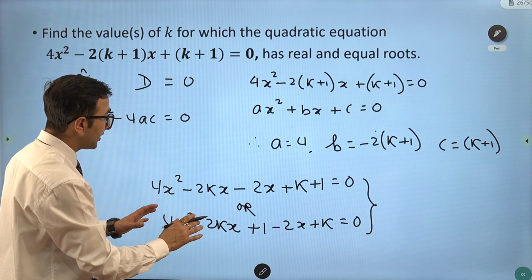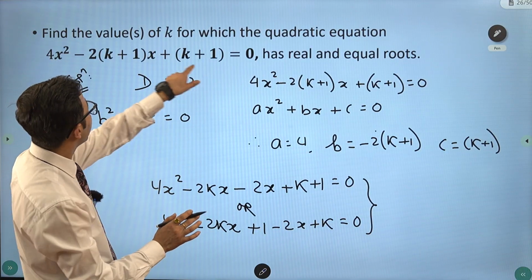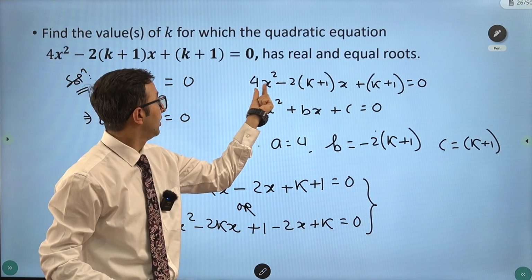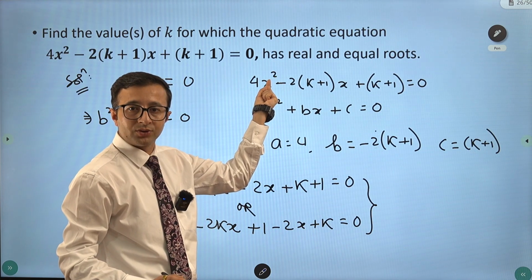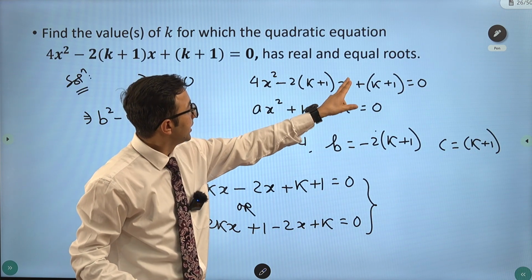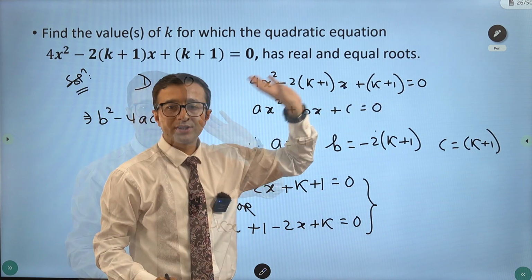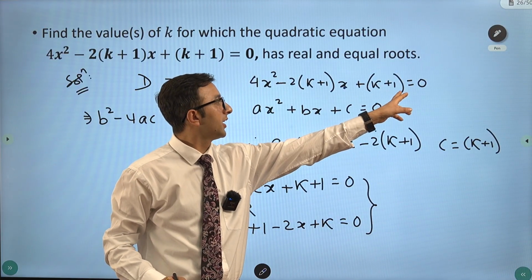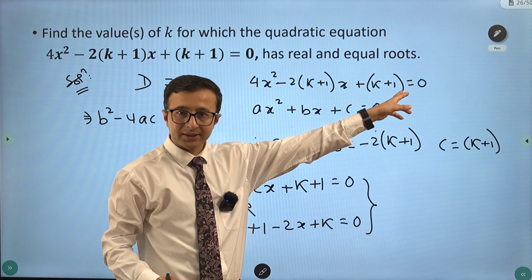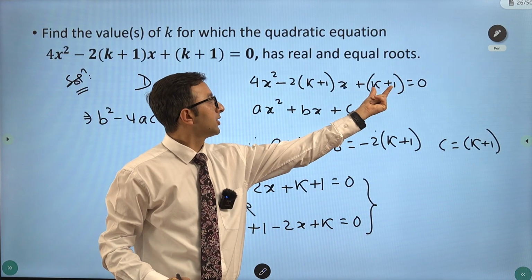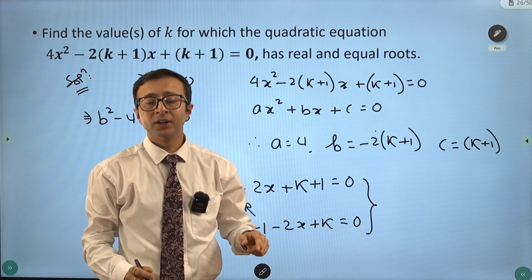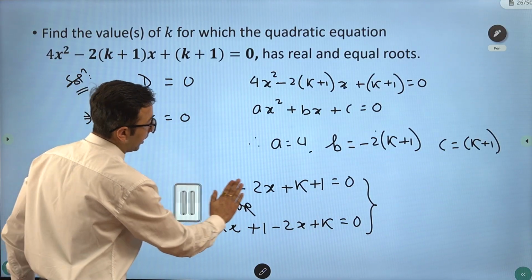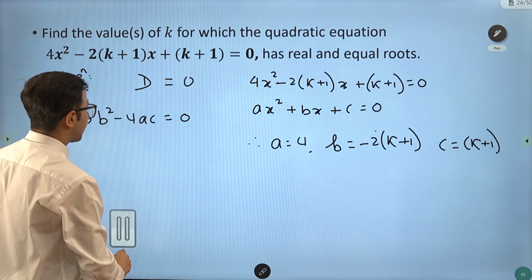So for that always you have to write in this form: 4x square minus 2 times k plus 1 x plus k plus 1. Here x square highest degree term, degree 2 term is also there, degree 1 term is also there, and constant with degree 0, that means anything raised to the power 0 is 1, so here the power of the variable x is 0, so this is purely constant term. Compare it with the standard or general form of the quadratic equation and use there in the discriminant.